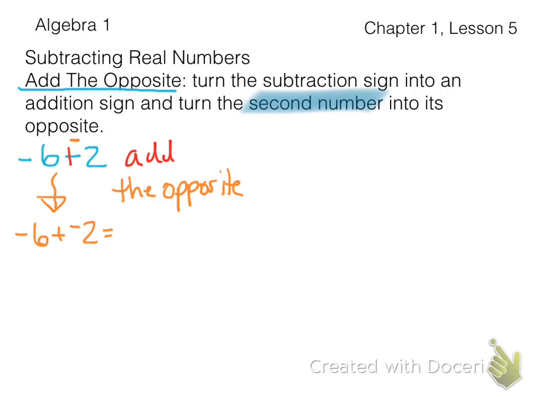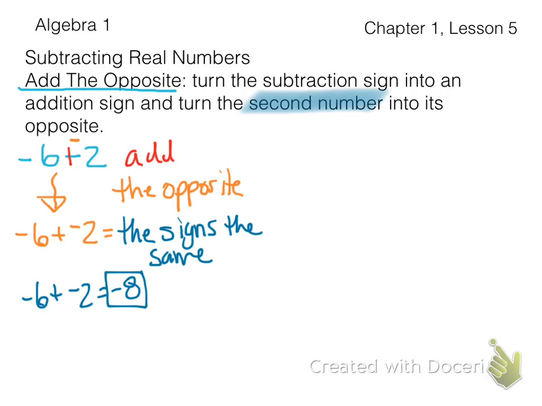Now that it's an addition problem, we're going to follow the rules from the previous slide. Since the signs are the same, we just go ahead and add. So a negative plus a negative is going to give me a more negative answer. Negative 6 plus negative 2 is negative 8.